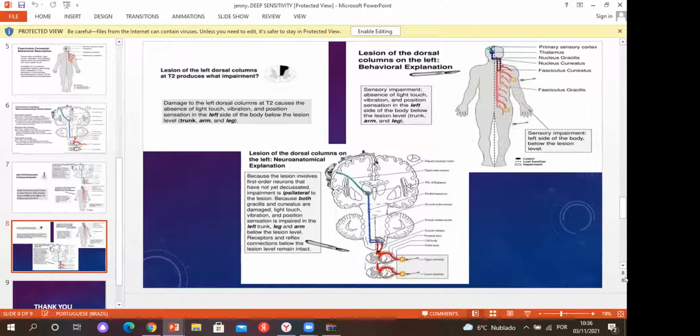This happens because the tract has not yet decussated, and then the impairment is ipsilateral to the lesion. The lesion of the first order neuron interrupts the ascending information, so the light touch, vibration, and position sensation is impaired in the left leg and in the lower trunk as well. The receptors and the reflex connections below the lesion level remain intact.